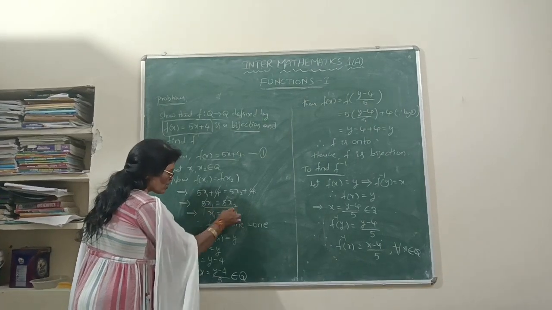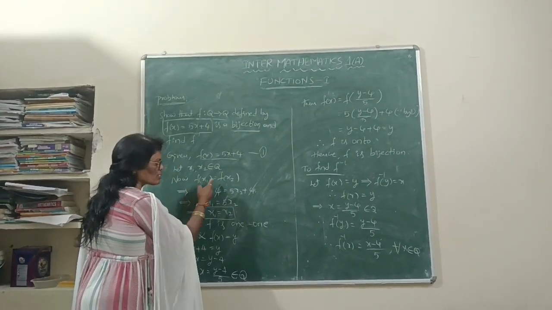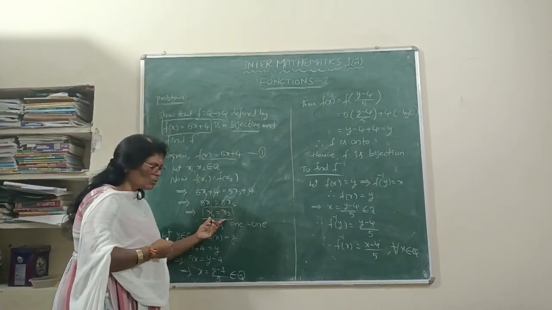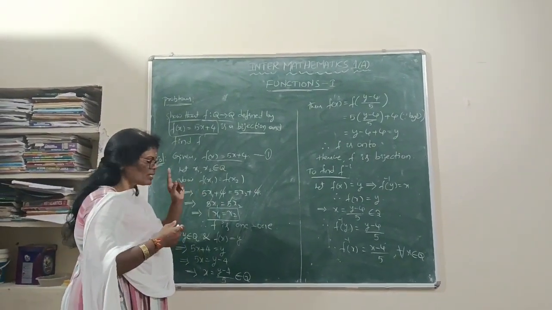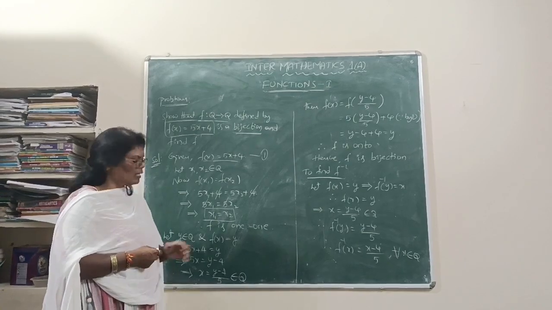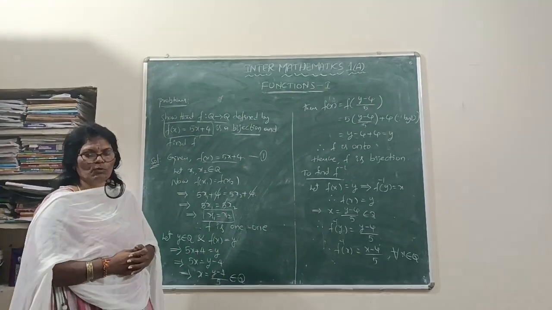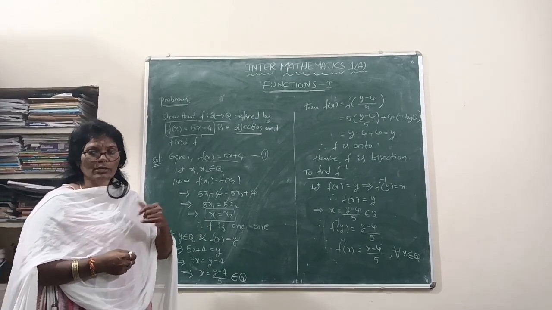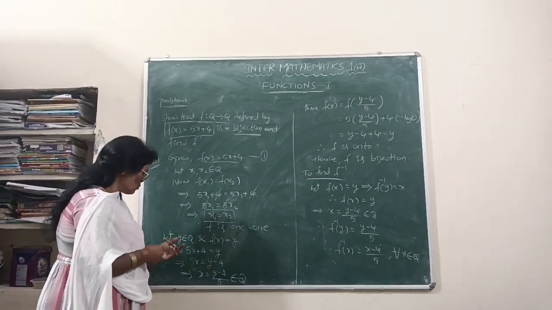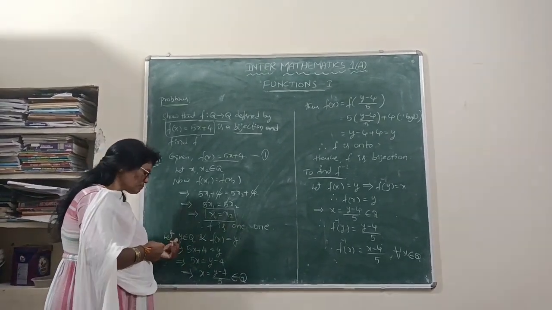What is this condition? If f of x1 is equal to f of x2, then we got both elements are equal to each other. That means the given function is one-to-one. Is it clear? The first condition is proved. Now the second condition, we need to show the onto condition. So we need to prove the onto condition.